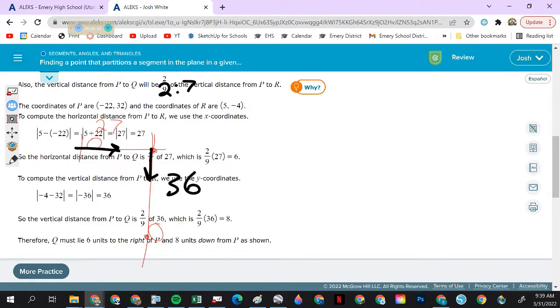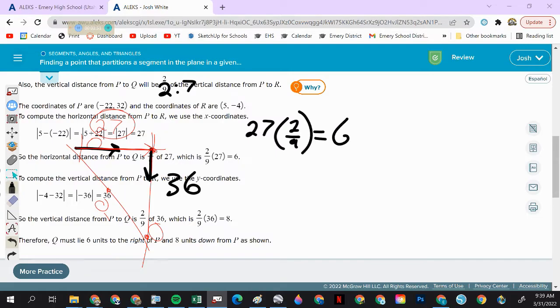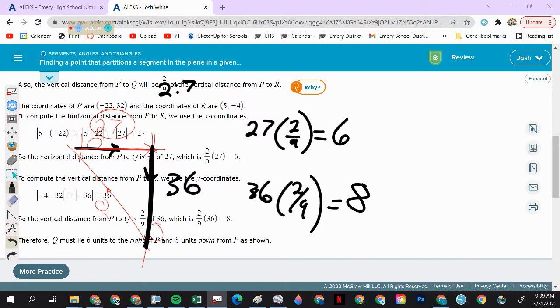So 2/9 of 27 is 6. So we take this 27 here. So here's our Q. This distance is 27. So we take 27 and we times it by 2/9, and I get 6. Okay? And then this distance is 36. So I take 36 and I times it by 2/9, and I get 8. So is Q located at 6, 8?